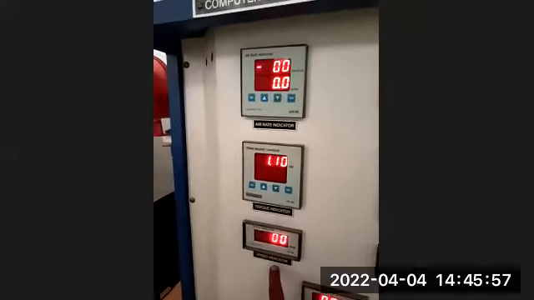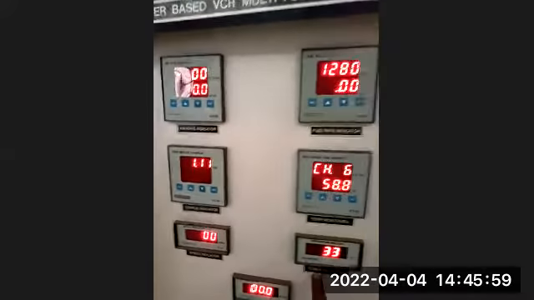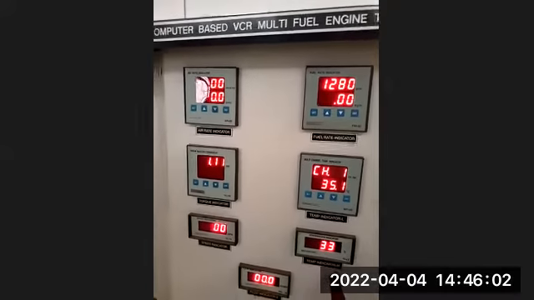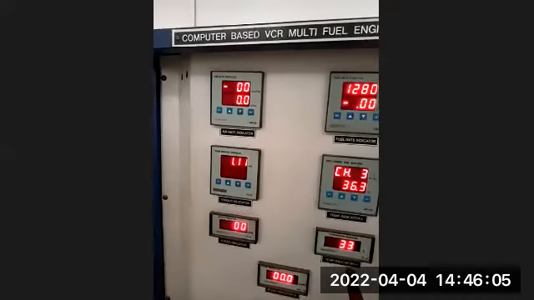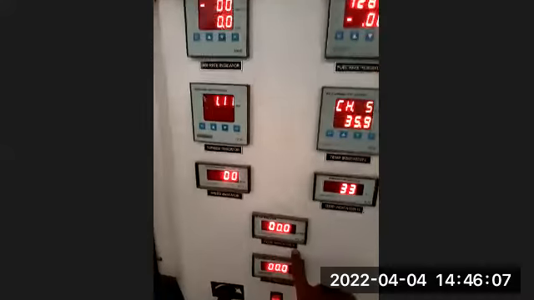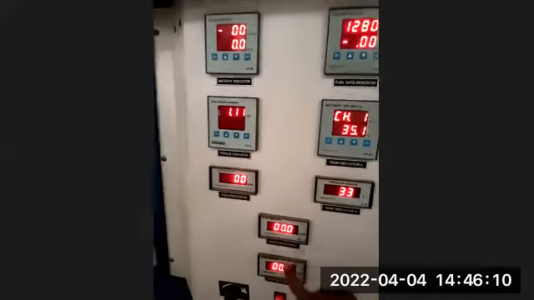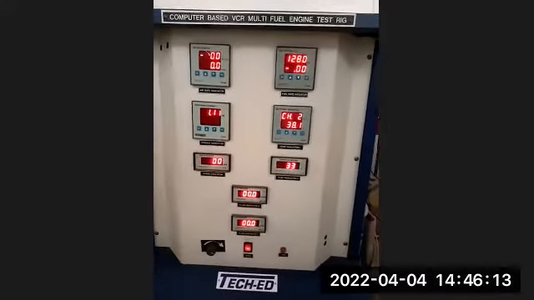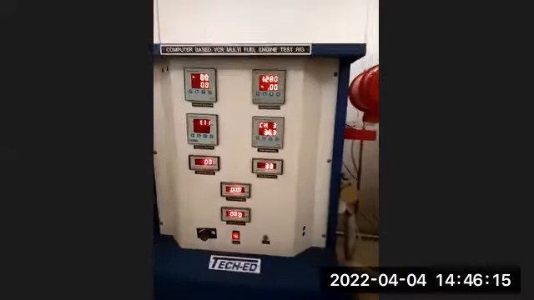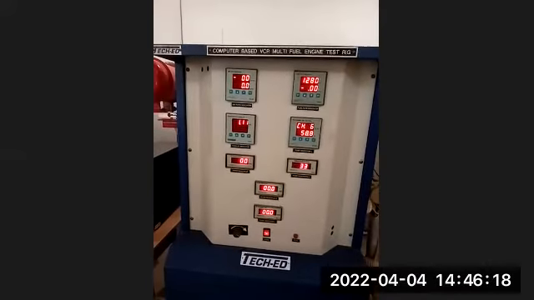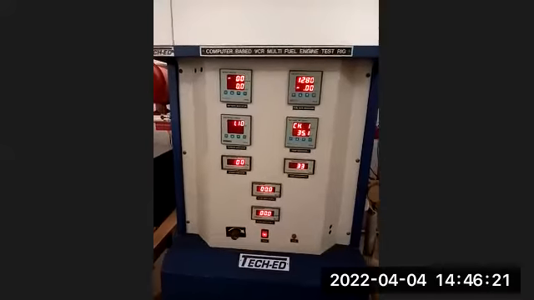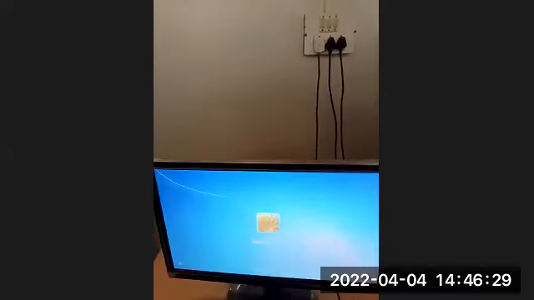Then we have the speed indicator where we can read the RPM. And this is again another temperature indicator. So we have different temperature indicators. The fuel flow indicator we can read over here, and water flow over here. So two flow indicators are there, temperature indicators are there, and a speed indicator, where we can measure the speed of the engine. I have not started it now. So this runs on software over here.